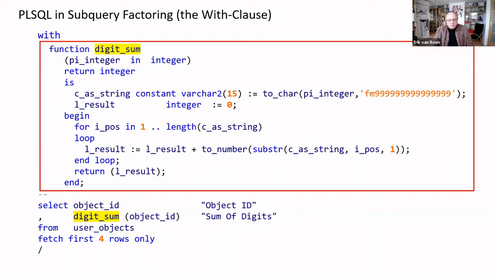I want to make a remark straight away. You see the slash over here. If you run this in SQL Plus or SQLcl, then you must end your query with a slash and not with a semicolon. If you do it with a semicolon, it won't work. SQL Plus and SQLcl will just think you are still typing in your statements. The end of a statement is a slash, so you need to do a slash.